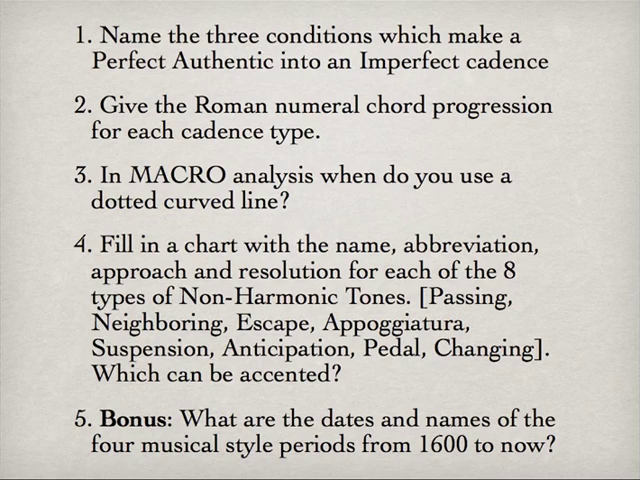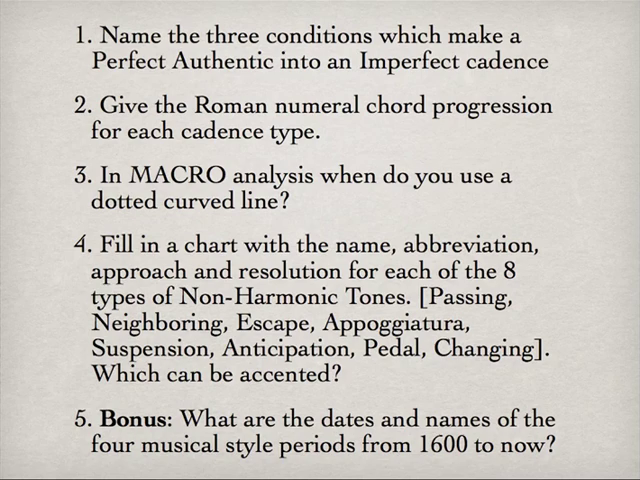We use a dotted curved line. Remember, in macro analysis, if the roots progress up or down a half step or are a tritone away, we use a solid curved line if the roots progress down a fifth, down a perfect fifth, circle progression. So this chart that I mentioned, you've got to memorize that chart.